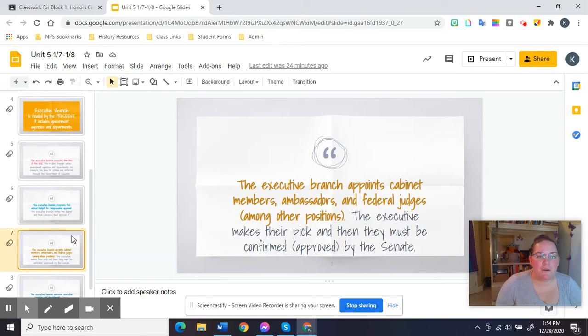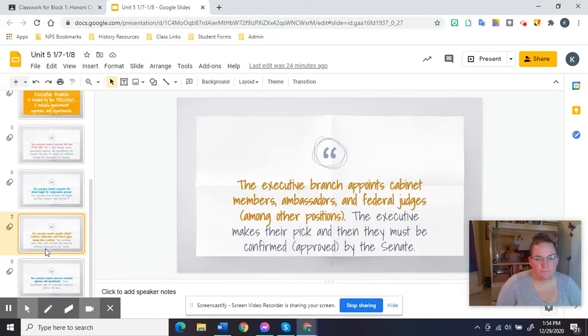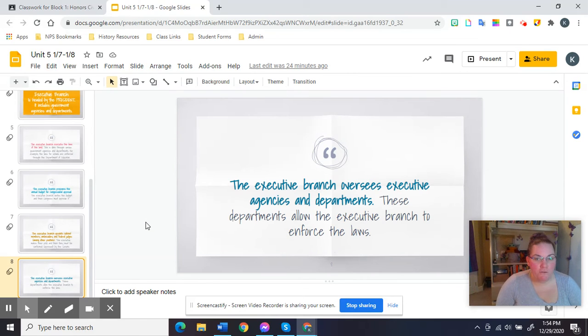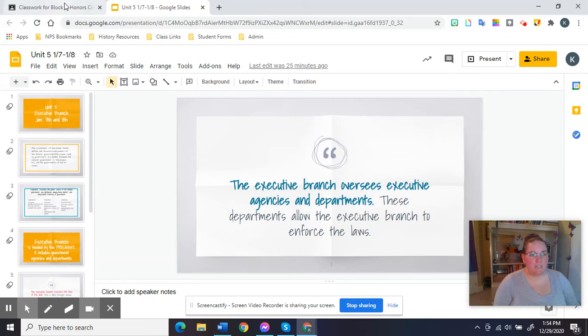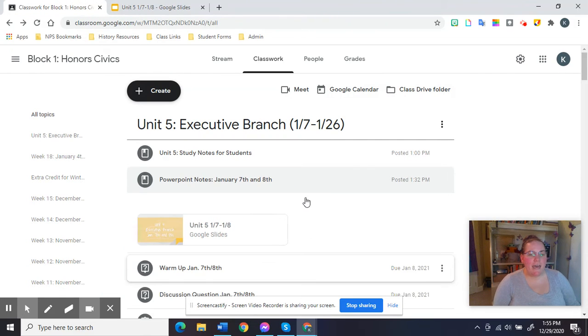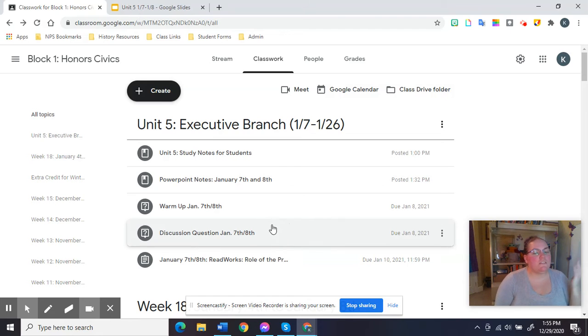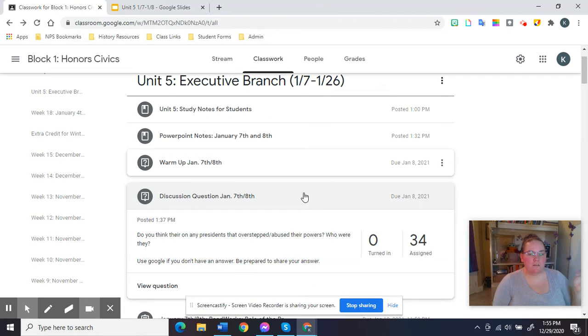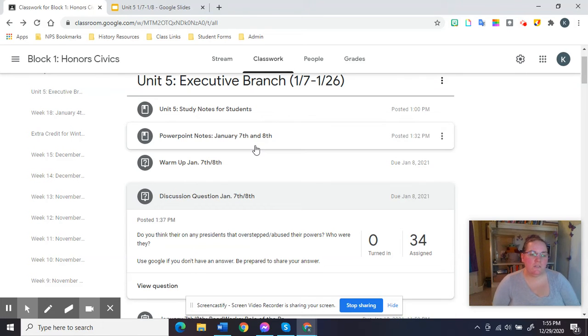It's a part of that separation of powers. And then finally, the executive branch oversees executive agencies and departments, like the Department of Education, the Department of Homeland Security, the Department of State. These departments allow the executive branch to enforce laws. That's our notes for today, so we're going to go back to our classwork. Now that we have that, we're going to do our discussion question. Since we talked about presidential powers today, do you think there are any presidents that overstepped or abused their powers? Who were they? Now you can use Google if you don't have an answer. Be prepared to share your answer.